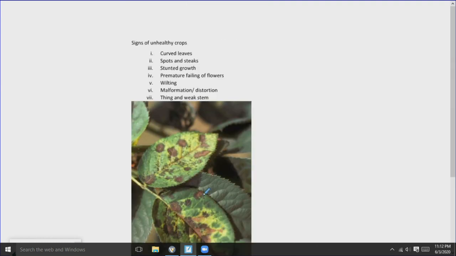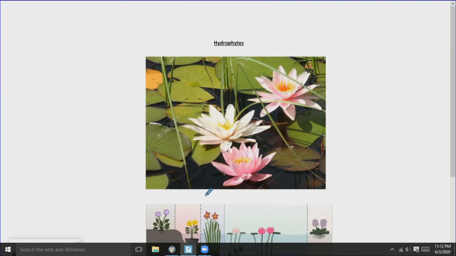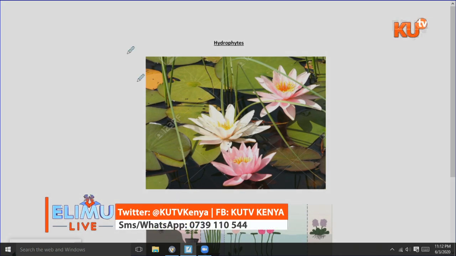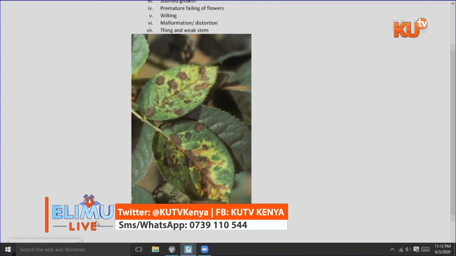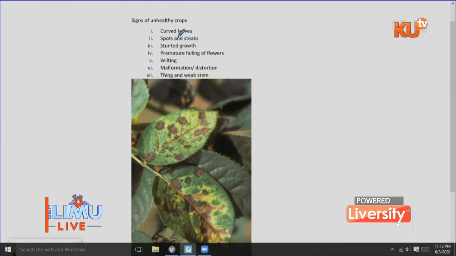Example of a xerophyte there. So that's an example of a xerophyte. So we also have examples of hydrophytes there. So that is an example of a water hyacinth. You can look at the adaptations. So these are floating flowers. These are flexible stems.